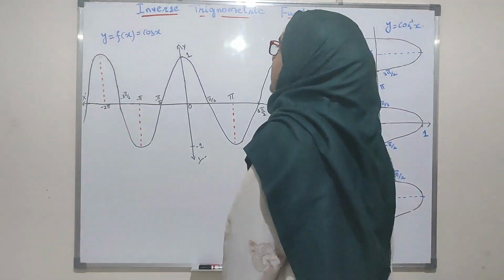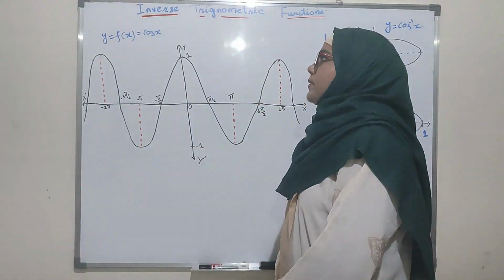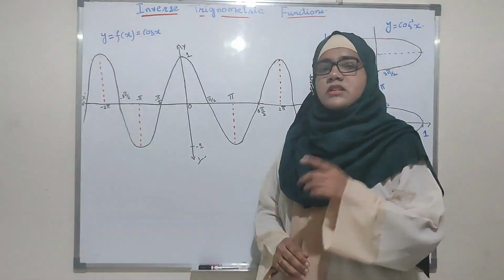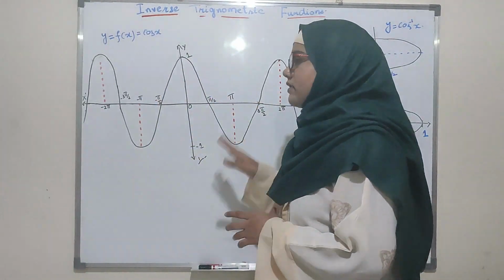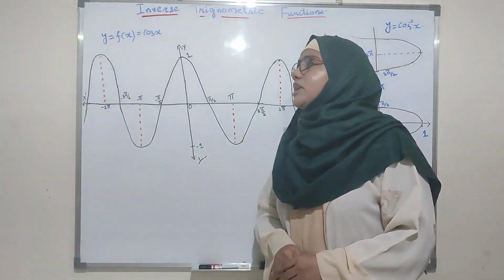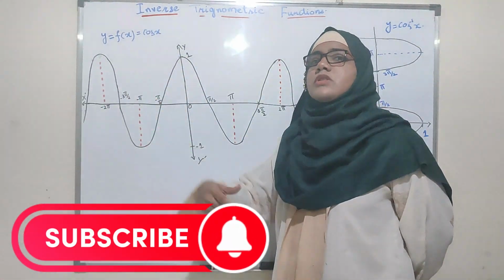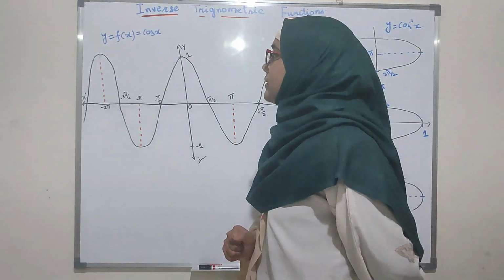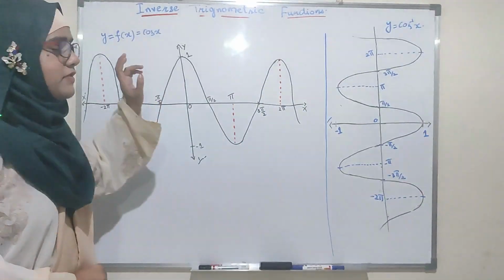So now see here the graph for y is equal to f of x is equal to cos x. Earlier we have seen the graph for sin of x. In the same way, we have the graph for cos x. But we have to find here the inverse of cos x. That's why we have drawn this graph.